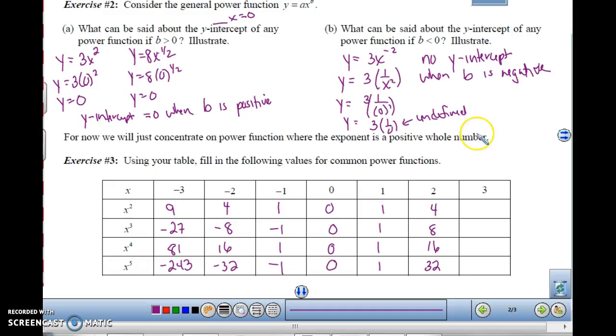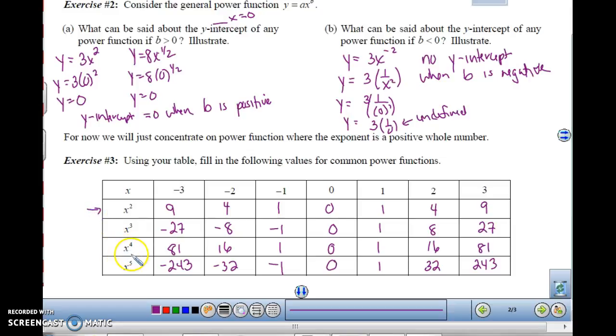Okay, now we should see a pattern happening here. Let's look at the x squared function. What do we have for x squared? When we had an input of 3, we had an output of 9. When we put in an input of -3, we also have an output of 9. -2 is 4, +2 is 4. -1 is 1, 1 is 1. So that tells me that opposite inputs give you the same output.